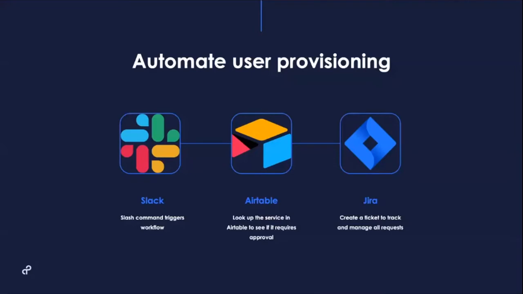We run this workflow with a slash command in Slack, look up the service in Airtable to check whether it requires approval, and finally create a ticket in Jira so the team can track and manage all the requests.